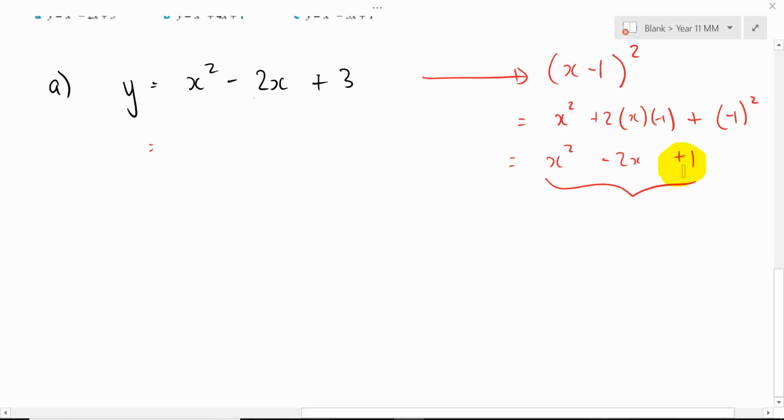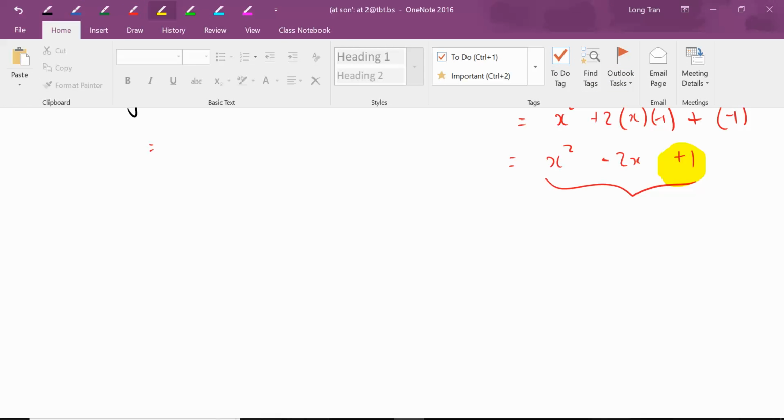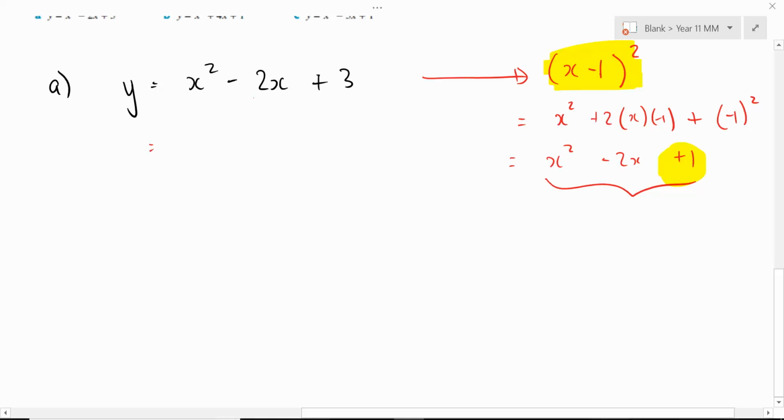I want that 1, because if I had that 1, then I can say it's a perfect square. True? Okay, if I had that 1, that's a perfect square. So what I'm going to do is say, why don't I just put in what I want? I've got x squared minus 2x, and let's put in the 1 that I wanted.